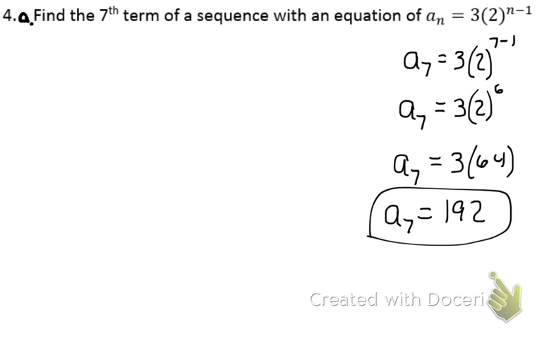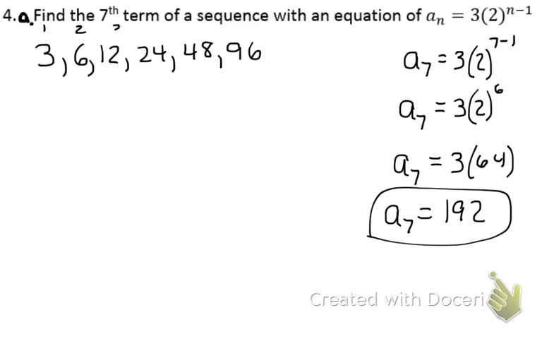By the way, you could verify this one pretty easily. Your first term is 3, multiplying by 2 each time. So 3 times 2 gives us 6 for the second term. 6 times 2 is 12 for the third term. Times 2 is 24. Times 2 is 48. Times 2 is 96. We're looking for the 7th term. So this is first, second, third, fourth, fifth, sixth, one more. Times 2, get 192 for the 7th term.